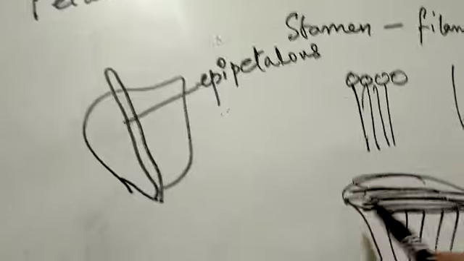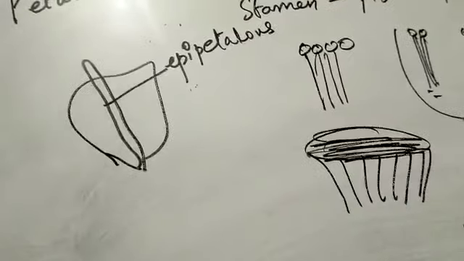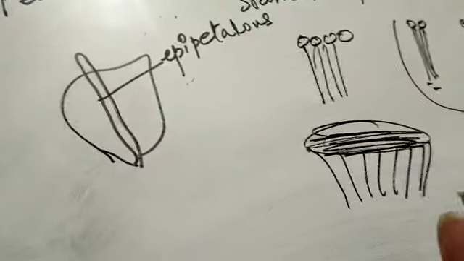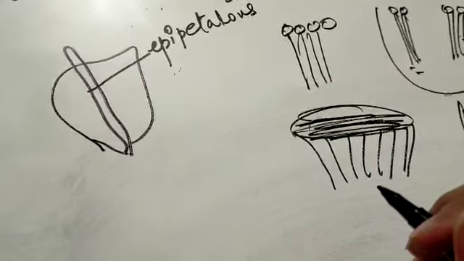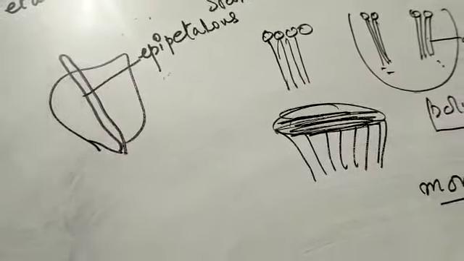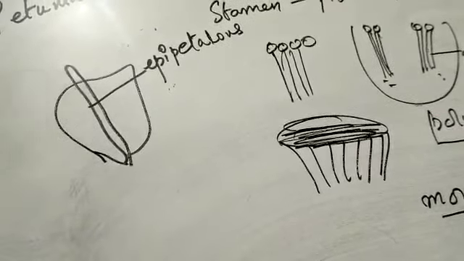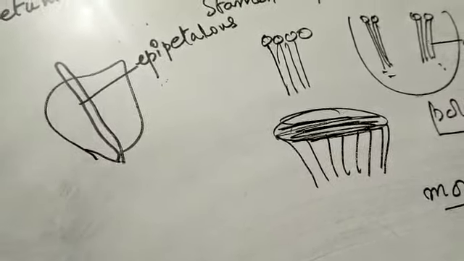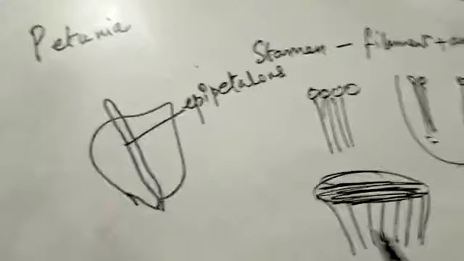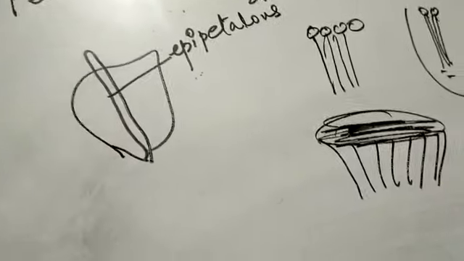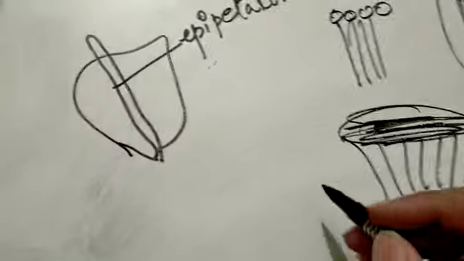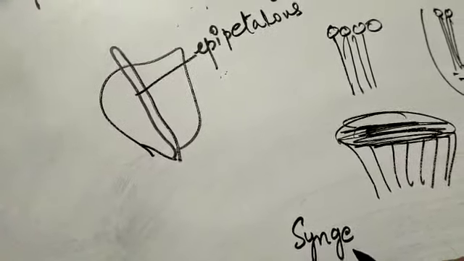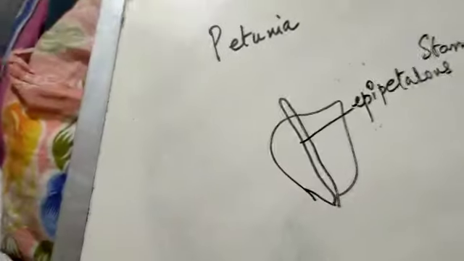Another condition which you see in sunflower: if you look at the center of the sunflower, it is black, round. Those are the pollen grains which are fused together. And when you remove that, you will see thread-like structures hanging from that black structure. Those are the filaments. That means the filaments are free, but the pollen is fused. Such a condition is called syngenesis condition.